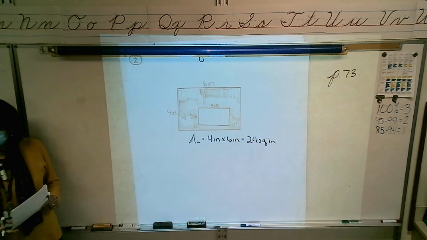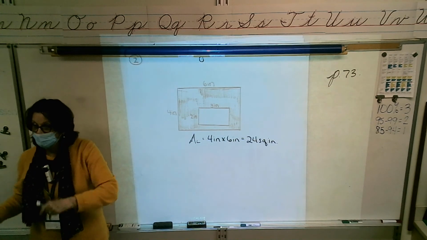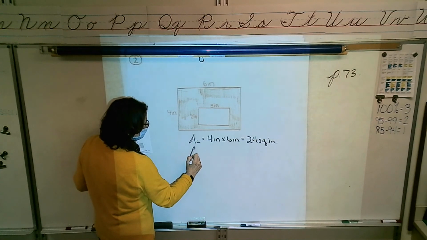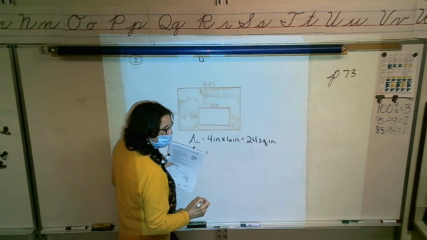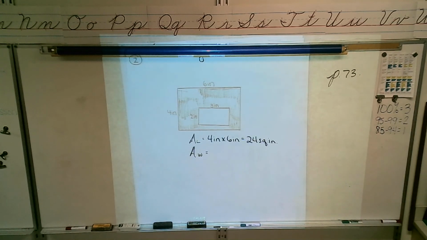Now, same strategy will work. We can find the area of the white part, and then we can take that away from the big one. It's like we cut that little part out. So again, we're going to write area, and we're going to put a little W by it for area of the white. Go ahead and write your own number sentence for the area of the white. You have your side lengths.